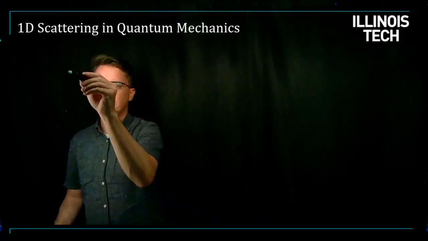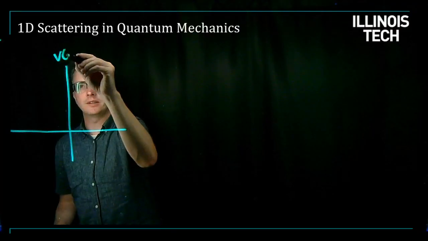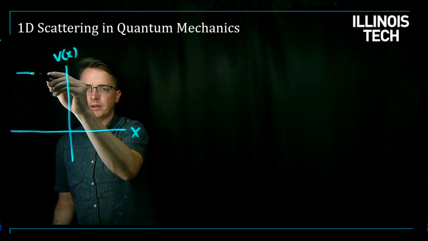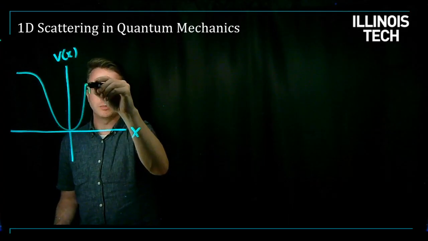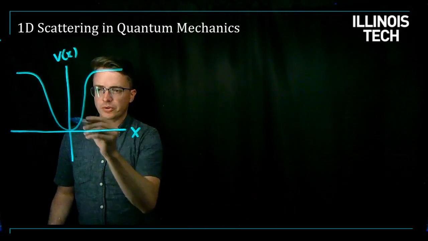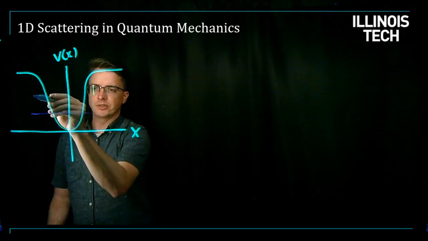Hi everyone. In this pre-lecture we're going to talk about a new class of problems that we haven't encountered before, and those are called scattering problems. Previously we'd had a situation kind of like this, V of x versus x. We had some kind of potential, something like this, and we tried to solve the Schrodinger equation to find out what were the allowed energy levels in potentials like this.